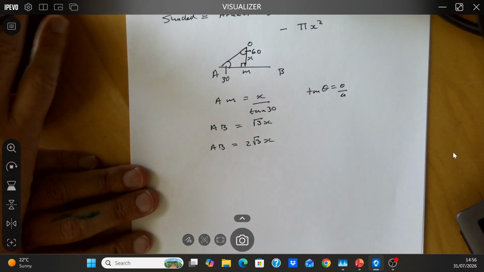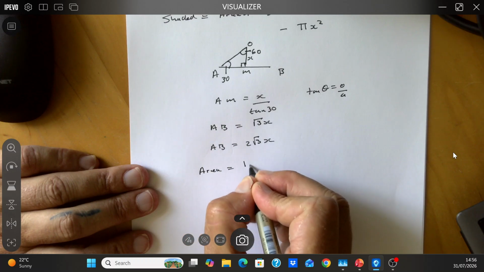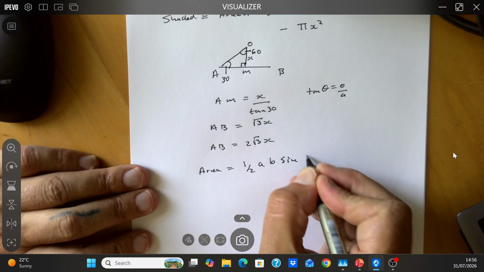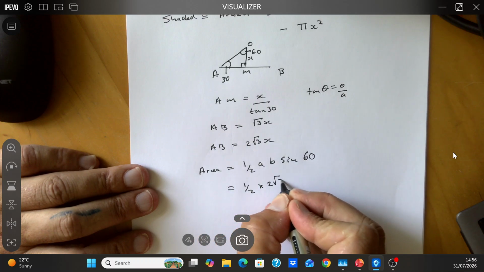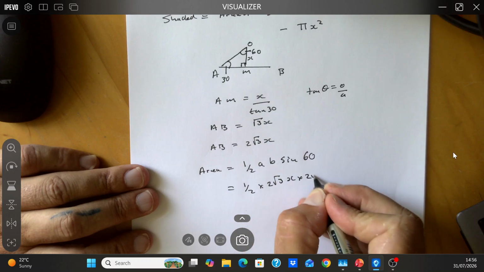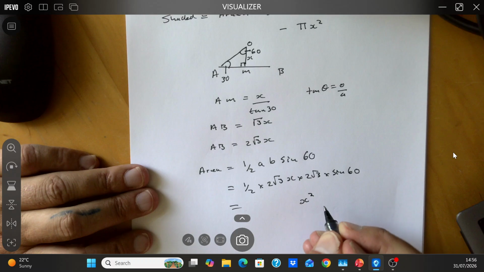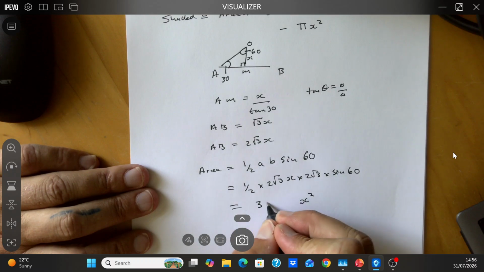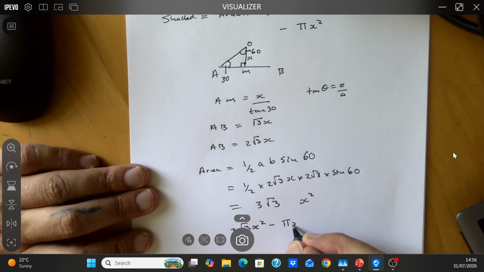Because it is an equilateral triangle and all the sides are the same, we can work out the area of the triangle using half AB sine 60, equilateral triangle, the sides are the same. Using my calculator to give me my number of x squareds, that gives me 3 root 3. So the area of the shaded is 3 root 3 x squared take pi x squared, which factorizes to be 3 root 3 take pi, x squared.